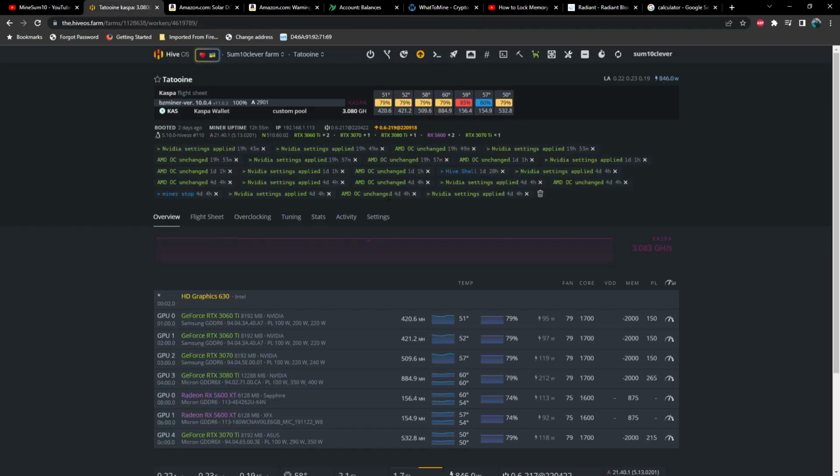Now, 1700 seemed to work the best for me on the core clock. You might try 1740. That was also efficient. I'd show you my little spreadsheet, but on only one card did it make a difference when I was rocking the 1740 locked core. I think I got up to 4.55 or 4.6 mega hash per watt. All right, so yeah, moving along.